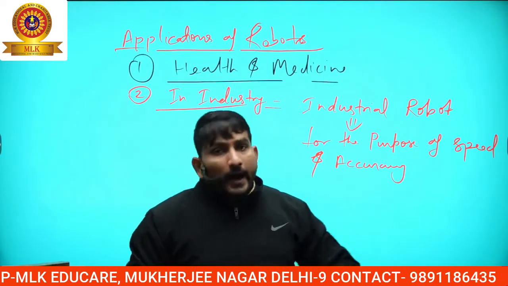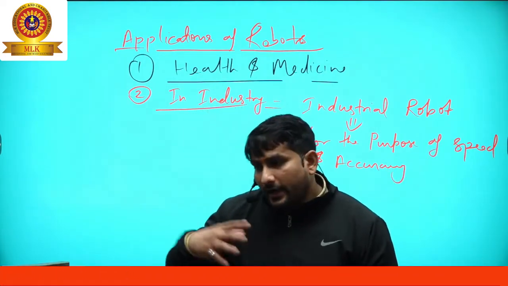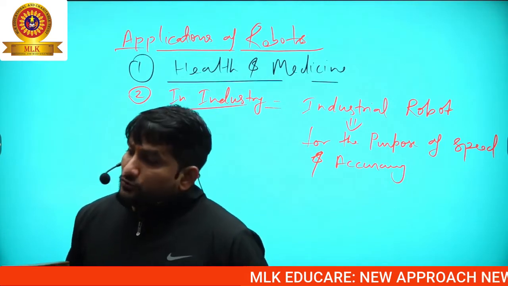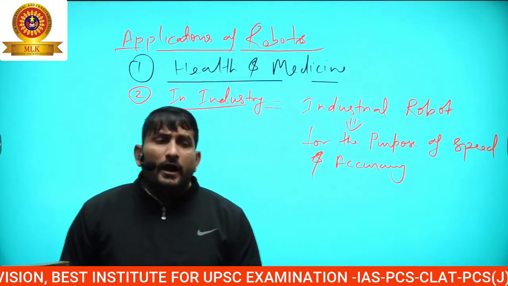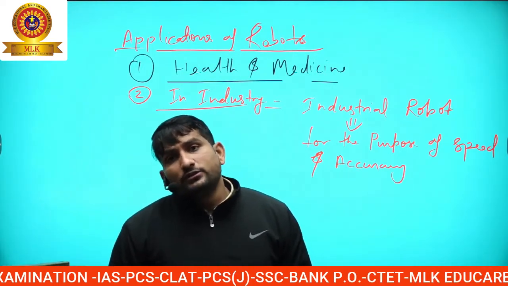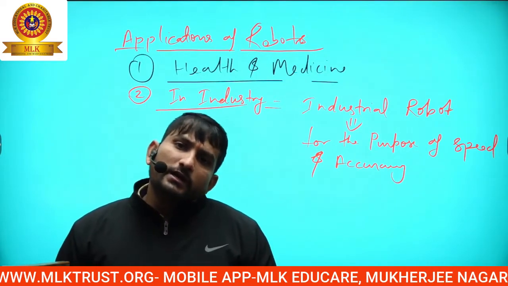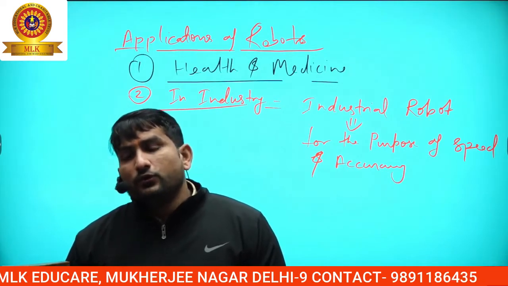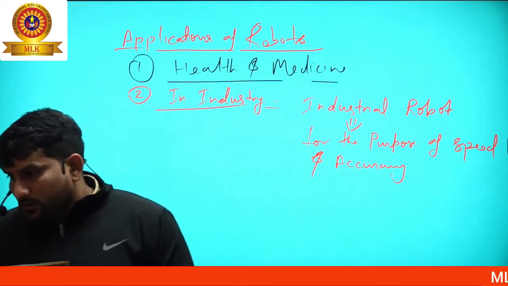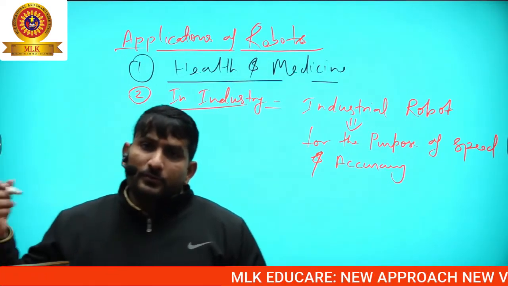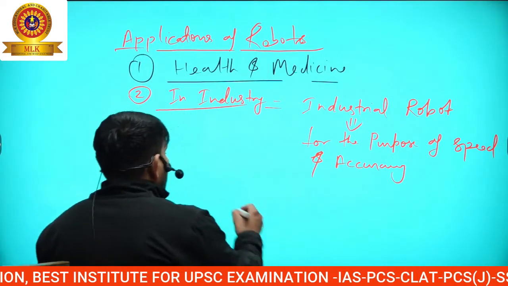So there is a high chance of accuracy as well as high speed here, okay. So reducing the cost, reducing the time, and increasing the speed and the accuracy of the particular task, we can use the industrial robot in the industries, okay. They can also perform some tasks like the painting, welding, material handling and assembling, okay.